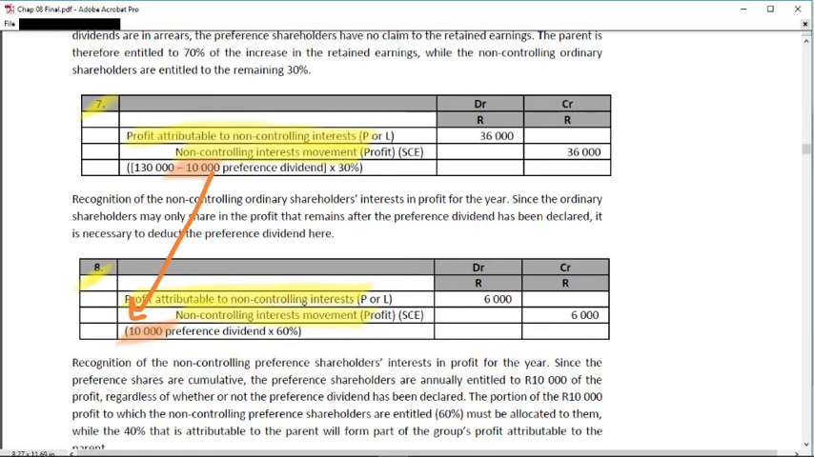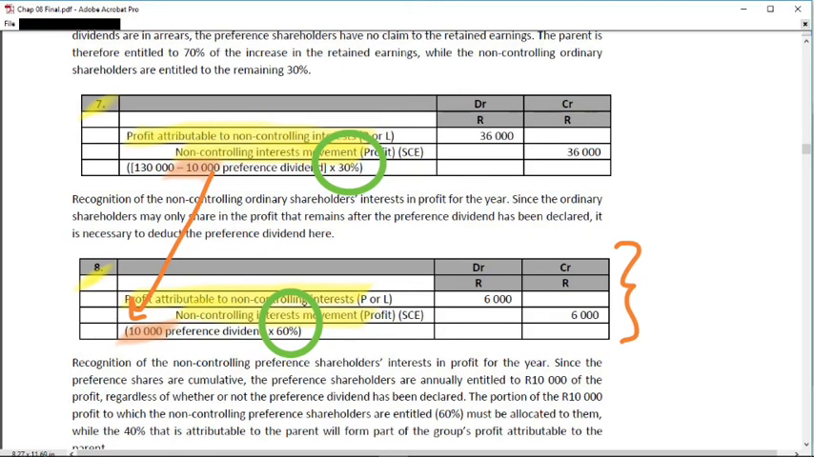The NCI ordinary shares is attributed at their 30% shareholding, and then this preference shareholding was at 60% for the NCI. And the moment you have these different percentages, you have to split that profit out to the equity participants. Please remember this second journal where you have to now attribute that portion, the 10,000 Rand dividend, to your NCI as well.